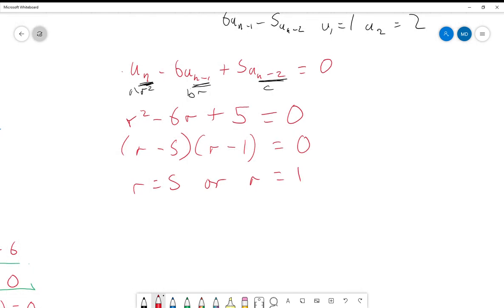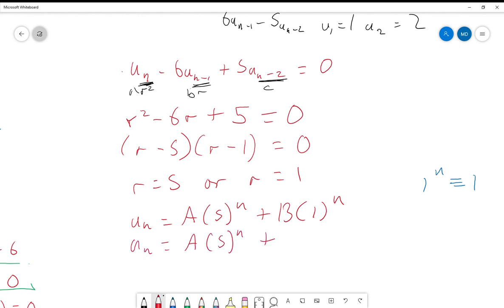And therefore, our general solution is going to be of the form un is equal to a times 5 to the n plus b times 1 to the power of n. And we just jumped straight to our general solution. One thing to note, 1 to the power of n is always 1. And so this can also be written as un is equal to a times 5 to the n, plus b.